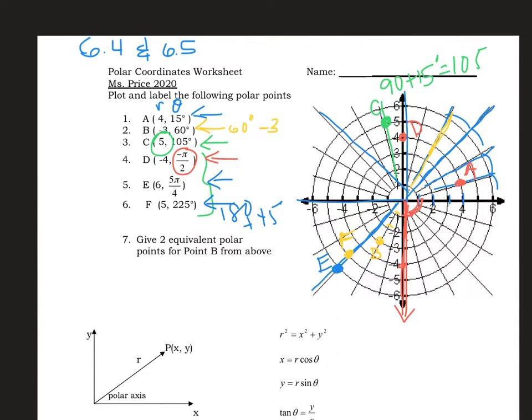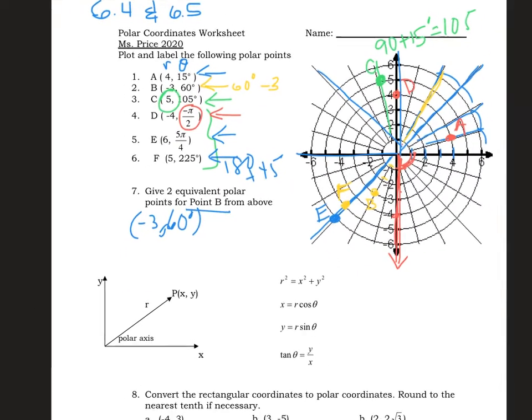All right, so that's just labeling some points, plotting them on a coordinate graph, which you will be given. Let's look at number 7 now. Give 2 equivalent polar points for point B. Okay, so point B was (3, negative 60 degrees).